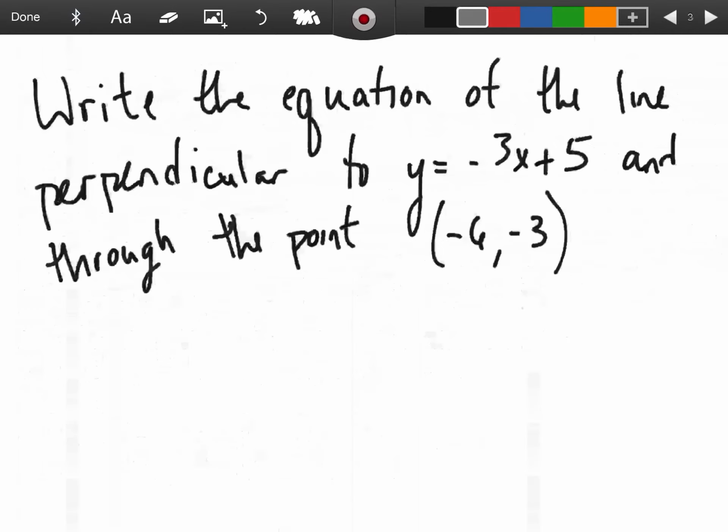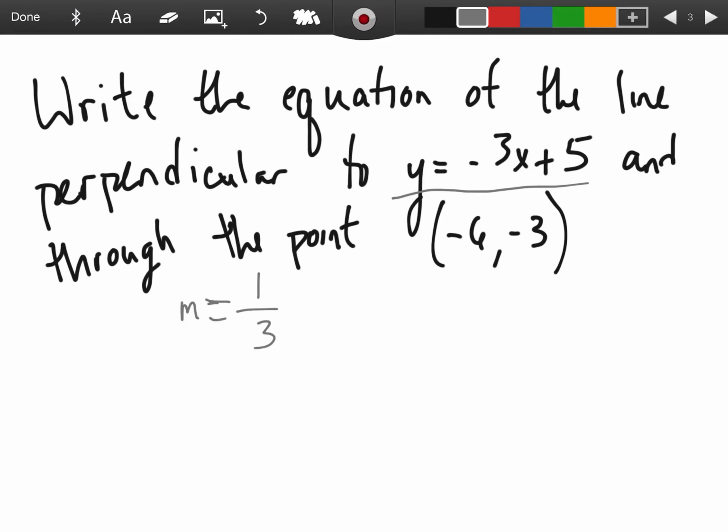So here we want to write the equation of the line perpendicular to y equals negative 3x plus 5, and it goes through the point negative 6, negative 3. In this case, we want it to be perpendicular to this given line. Well, parallel needs to have the same slope. You might remember that for perpendicular, it has to have the slope as the opposite reciprocal. So we immediately know that m is equal to the opposite, so it's now positive, and then reciprocal, 1/3. So positive 1/3 is going to be our slope.